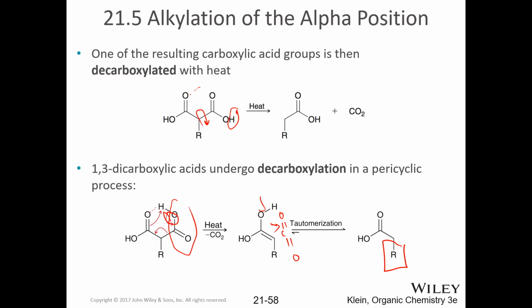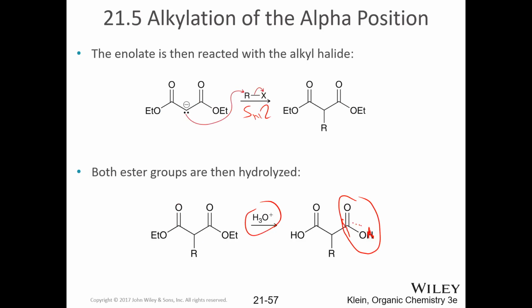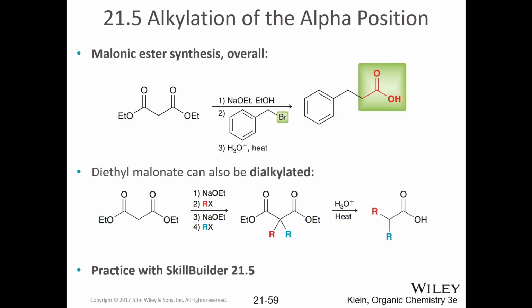We can, they don't mention it in this particular slide, but we could do it twice. If we go back, we could take this and do the whole process a second time and get a second one there, so we can make di-substituted carboxylic acids if we need to by this method. Oh sorry, they did mention it. I hate PowerPoint. So, yes, we can do it again.